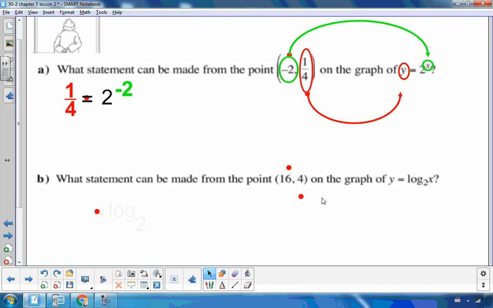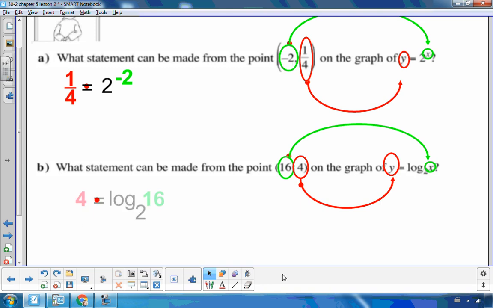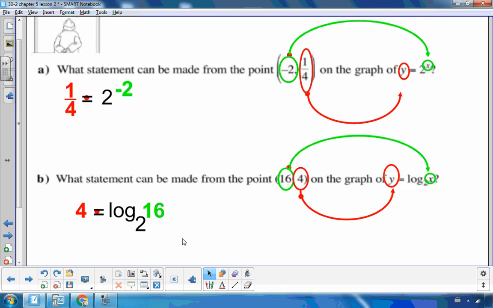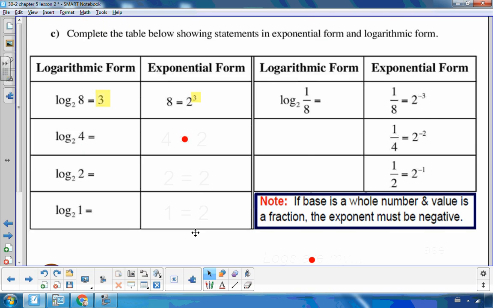Now, there was another point which was on the log graph, and that log graph had a point of 16 and 4. If we look at that point, the 16 becomes the x value because that's the x coordinate. The 4 becomes the y coordinate. So putting that together, we would have 4 is the same as log base 2 of 16. So those are statements that we can make according to those points. Now I want to look at a couple of other statements.